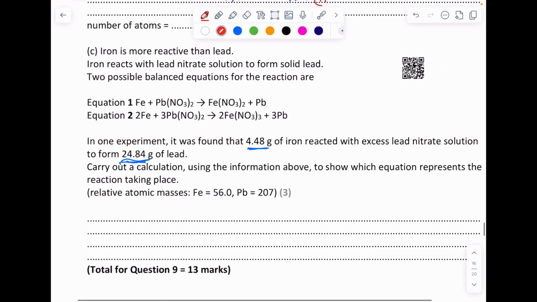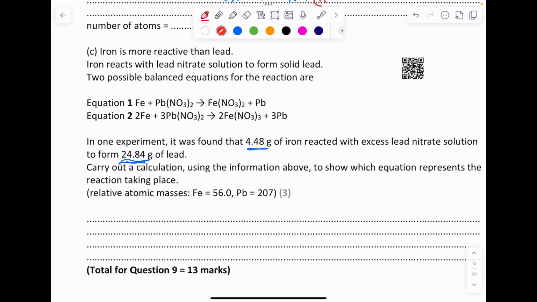Okay, this question here, there's different ways to get to this question. I'm going to show you one method, and I'll explain a second method that if you wanted to do that way you can as well. But basically we've got two equations, and they want to know which equation is right based on the fact that we're going to get 4.48 and 24.84 grams of these chemicals.